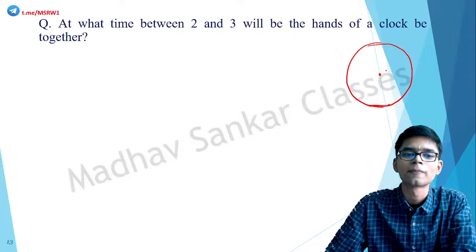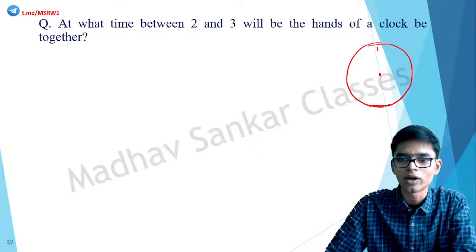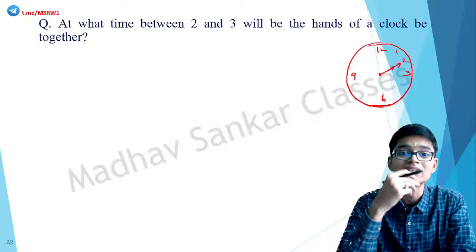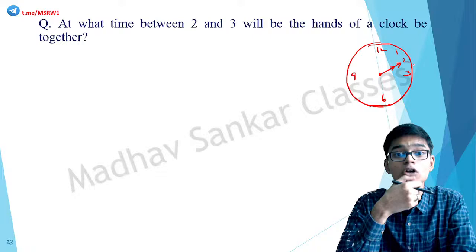2:10, correct? We all might think that. Here 12, here 6, here 3 and 9. So 1 and 2. So we might think it could be like this, correct? At 2:10, they would be overlapping. This is what a novice person thinks. An amateur might think like that. But that's not the case.